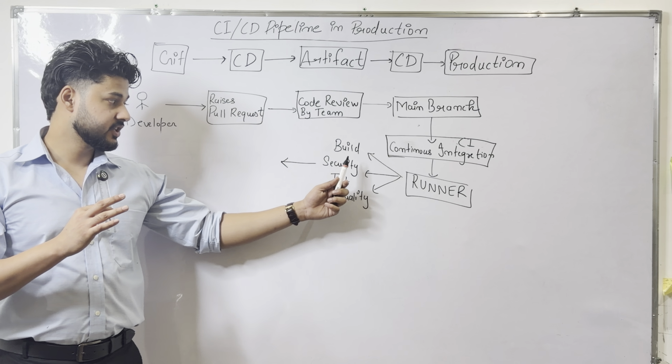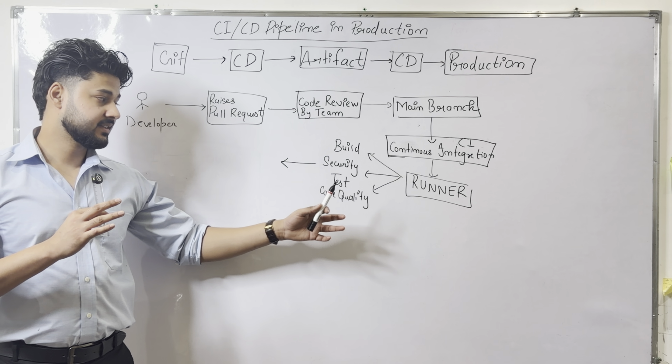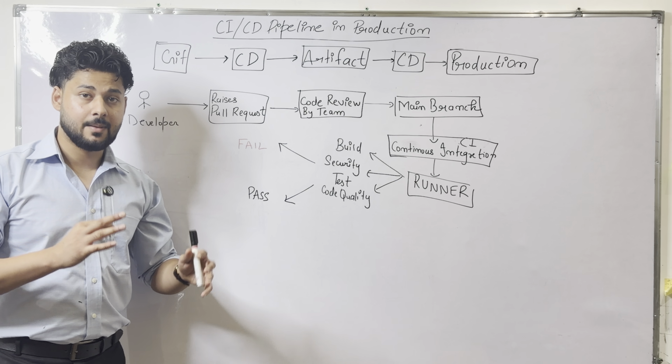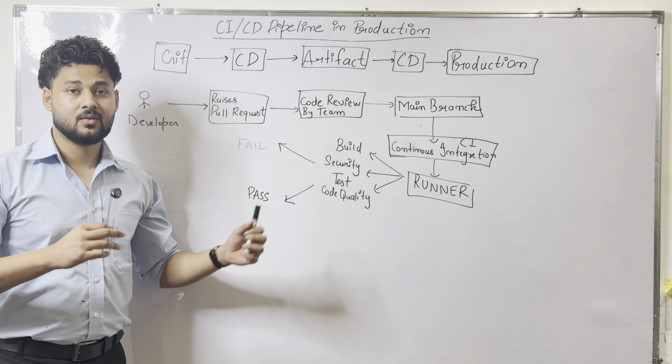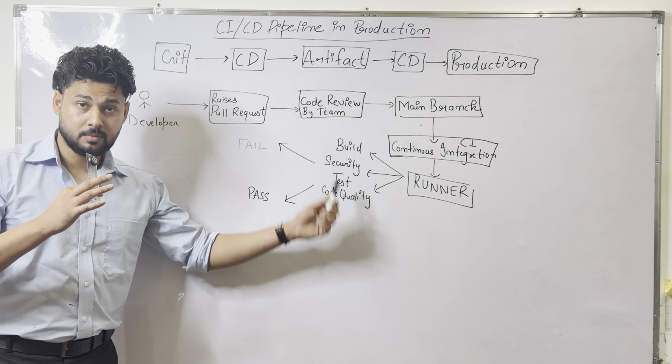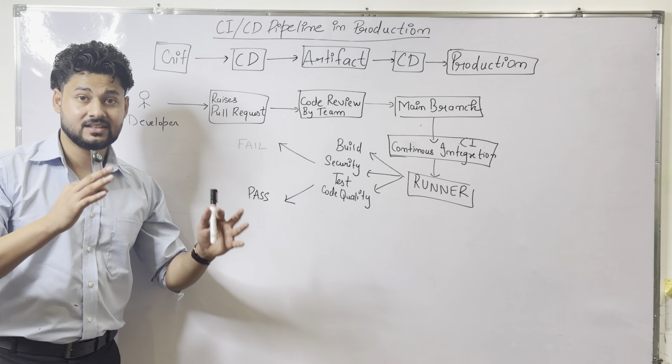Now the runner starts doing the real work. First, we build the application, then we perform security scans, then we test the code quality. And let's suppose one of these checks fails. Then what will happen? Obviously, we stop there. Why would we send something to production that is broken? So a failed check stops the pipeline right there and nothing gets promoted further.